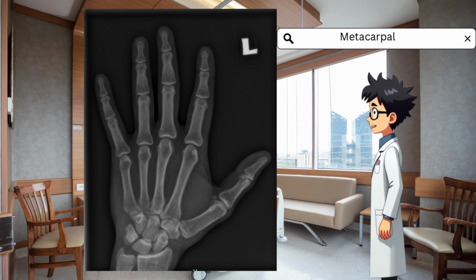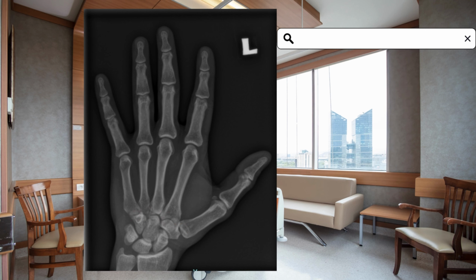Next are the metacarpals, which are the bones in the middle of your hand. There are 5 metacarpals, 1 for each finger. Each metacarpal consists of a base, shaft, and head. The carpometacarpal joints are the joints between the carpal bones and the metacarpal bones. They help connect the wrist to the palm and allow movements like gripping, flexion, extension, and especially thumb rotation.